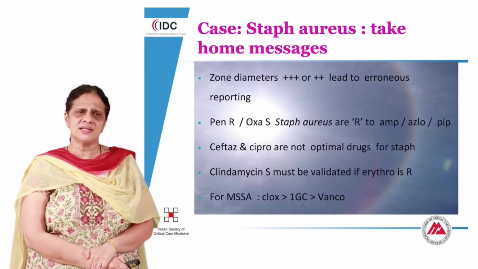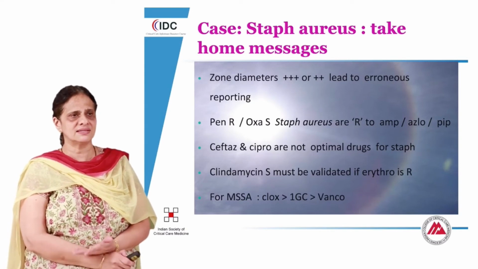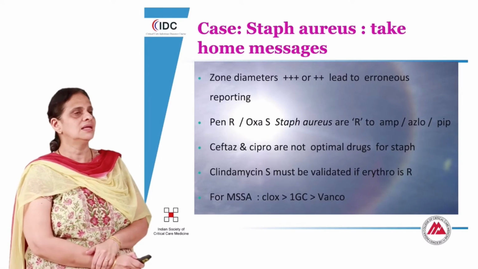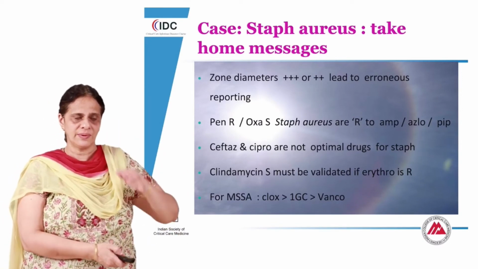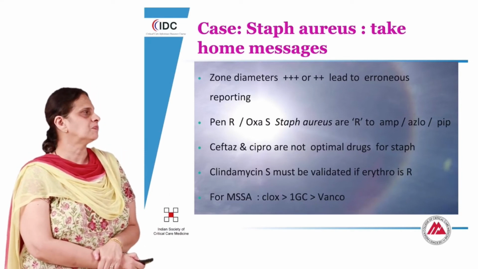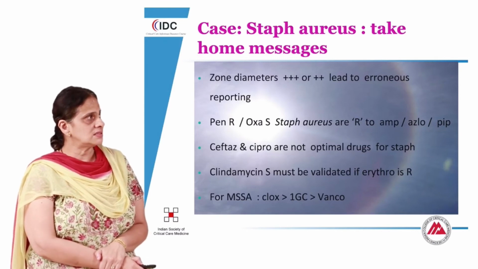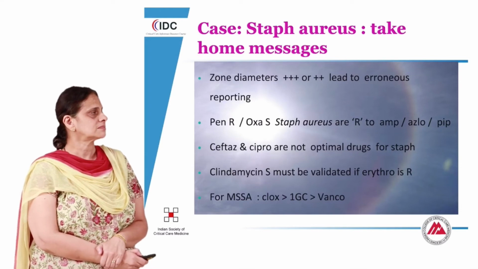Say vancomycin at a zone diameter of 13 is susceptible, whereas penicillin at a zone diameter of 28 is resistant. The reason is because of diffusion. These drugs diffuse well, whereas Vanc or highly protein bound drugs don't diffuse even in the media. Penicillin resistant oxacillin susceptible Staph aureus are resistant not only to penicillin but also to ampicillin, azlocillin and piperacillin.